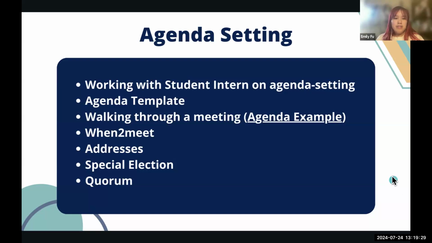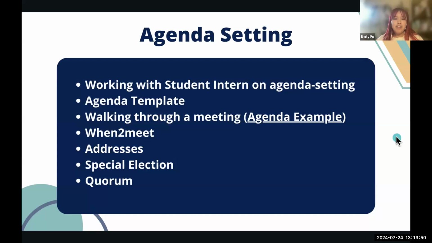And sometimes there will be special elections. So there will be a special election notice that's sent out 10 days in advance, but you don't have to send out your agenda with it. The agenda can still be sent out 96 hours in advance, but after you send out the special election.